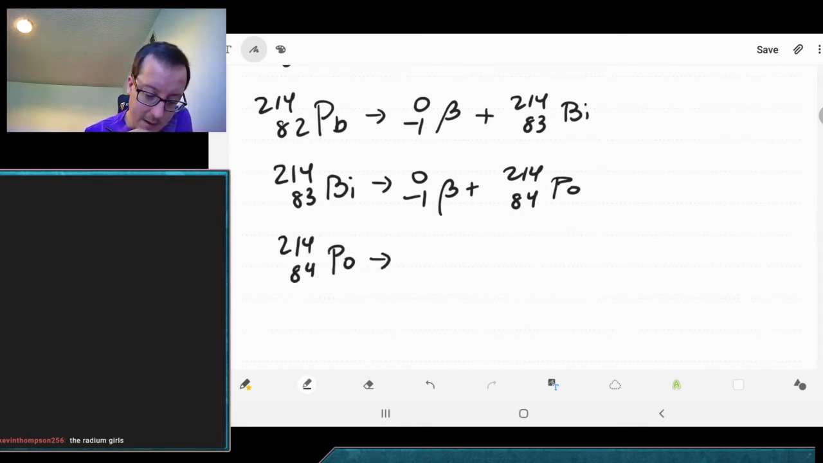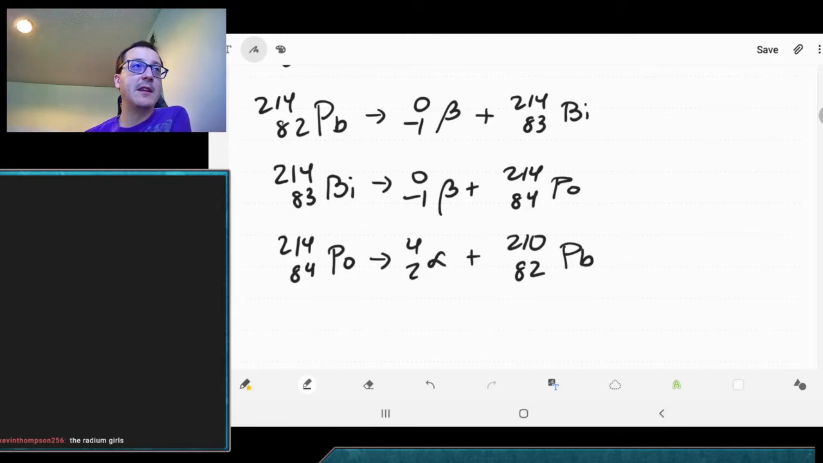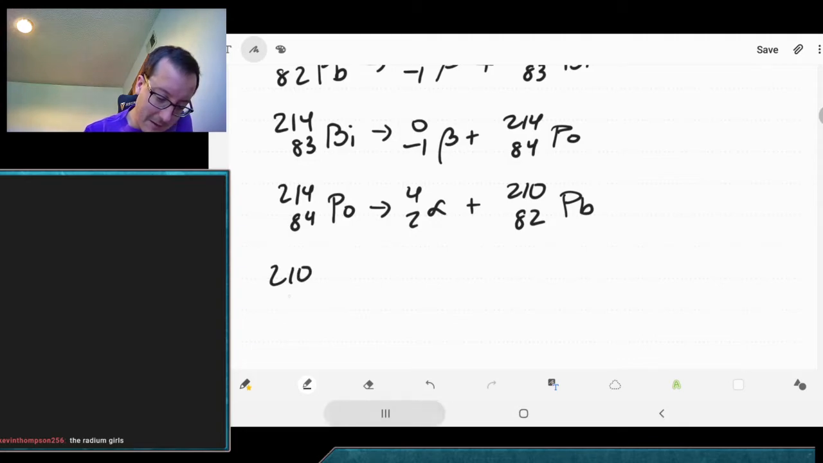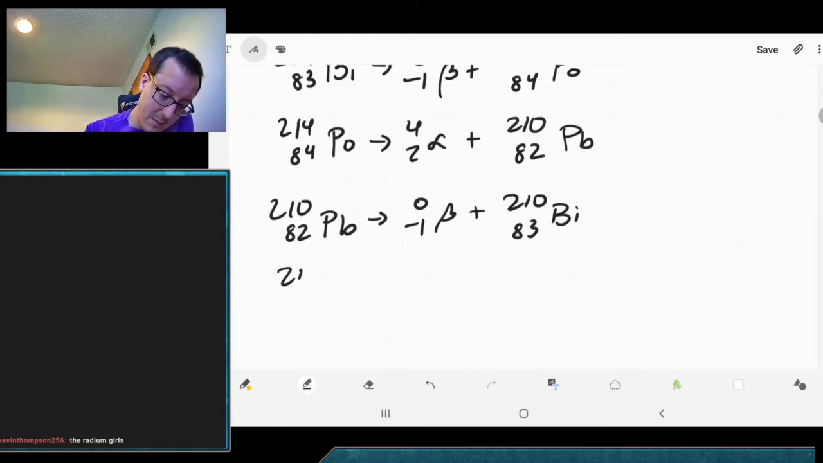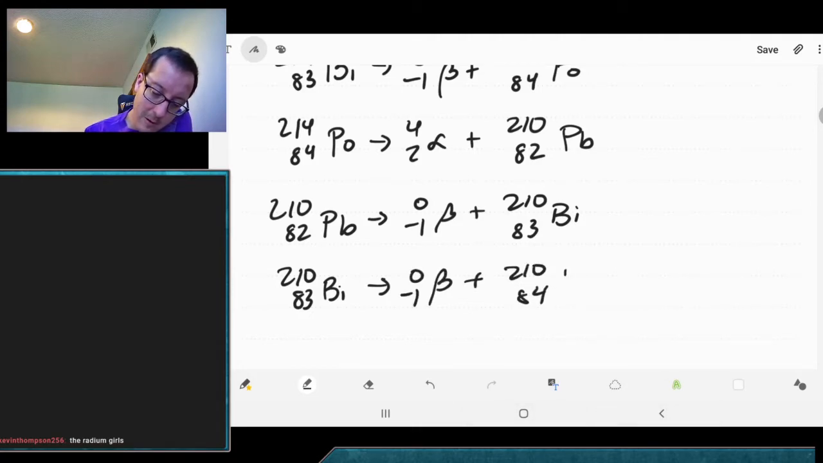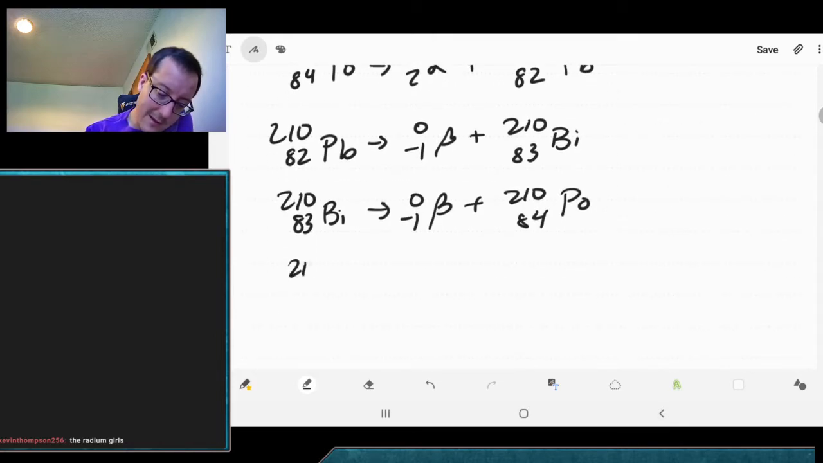So we're going to see this one's going to be 4/2 alpha plus 210, 82 lead. But we still have 2 more to go because lead 210 is also unstable. So lead 210 will go through some beta decay processes. Back to bismuth. Bismuth 210 unstable. Beta decay. Polonium again, and then finally our last decay.